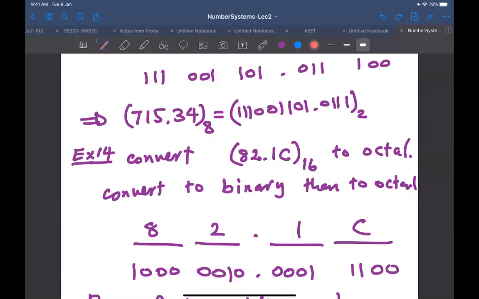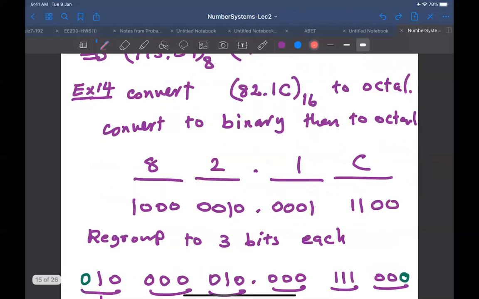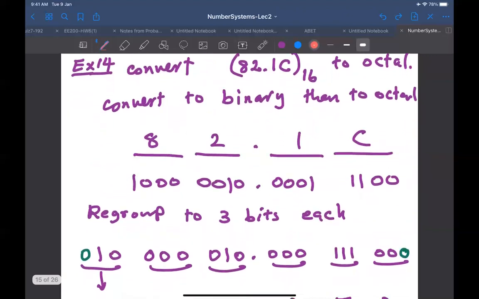Then all you need to do is to regroup the bits into 3 rather than 4. So basically you have this group 010, and then 000, and then 0. Actually, it's 10, but you have to pad a 0 to the left in order to make it 3 bits. And then here we have 000, and then 1, 111, and then 000. You add the 0 at the end.